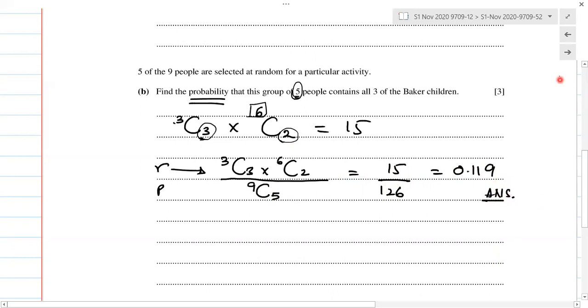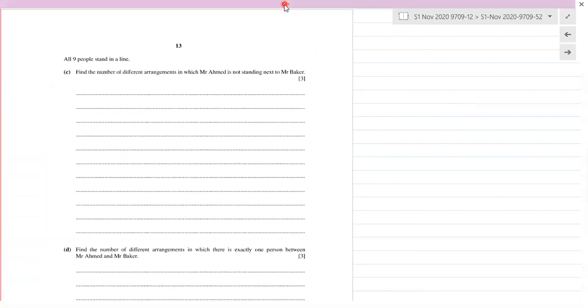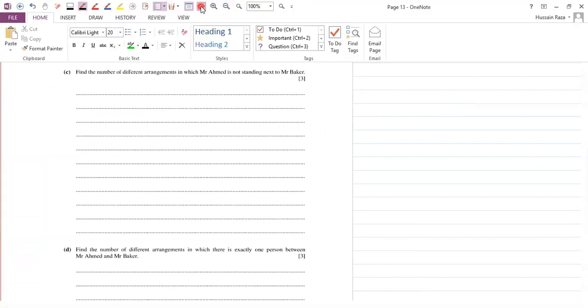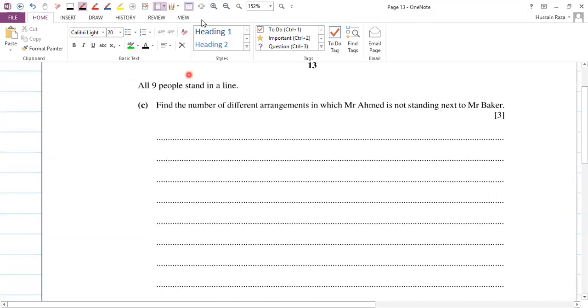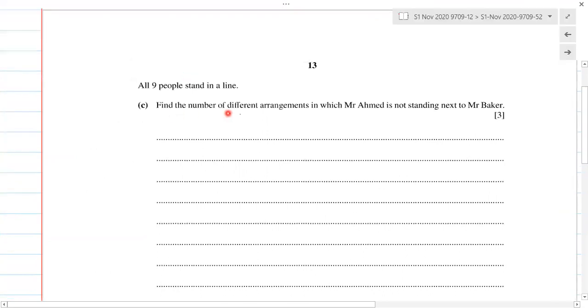That's part B. Part C. So part C: all 9 people stand in a line. Find the number of different arrangements in which Mr. Ahmed is not standing next to Mr. Barker. So let's say Mr. Barker and Mr. Ahmed are standing next to each other. This is Mr. Ahmed and this is Mr. Barker, so we make them as one block.